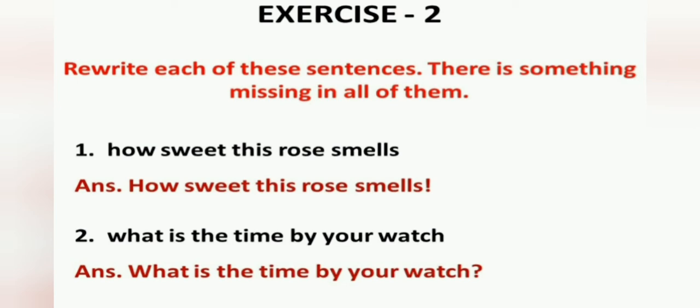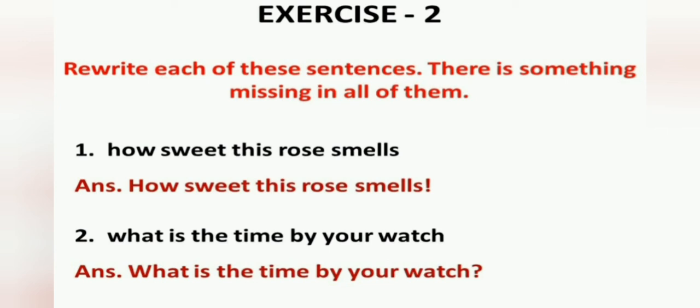First one, how sweet this rose smells. You can see here we have a sentence that starts with a small letter, and this is not the right way. We always start every sentence with a capital letter. So we have to write here capital H, and we have to mention exclamation mark at the end because this sentence shows us a sudden feeling.